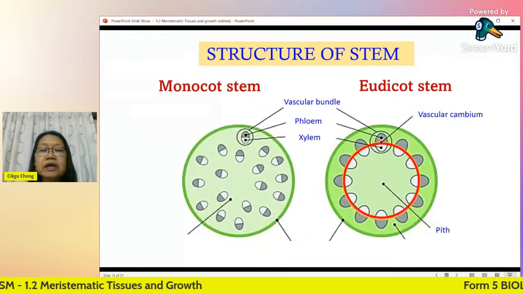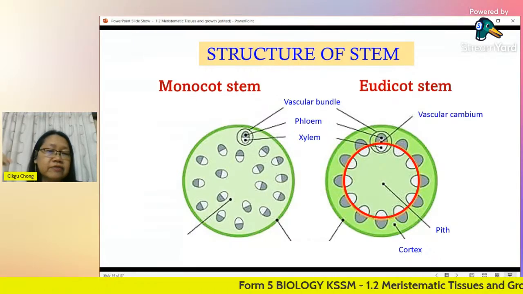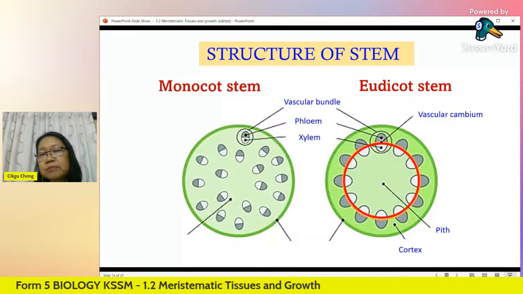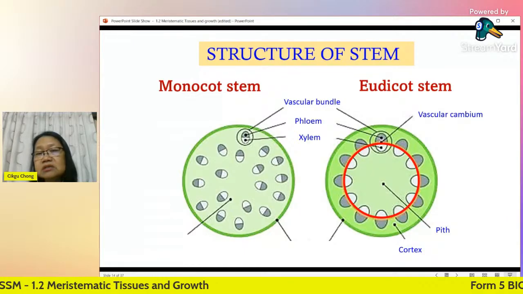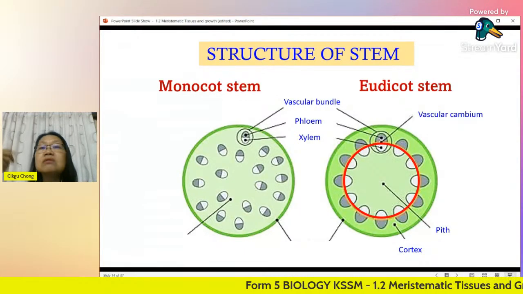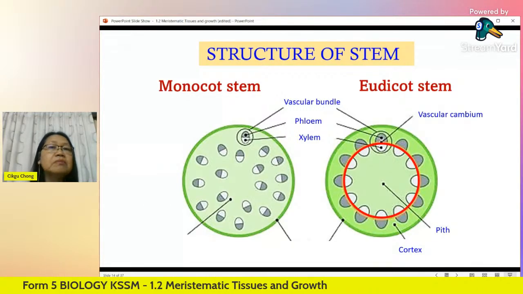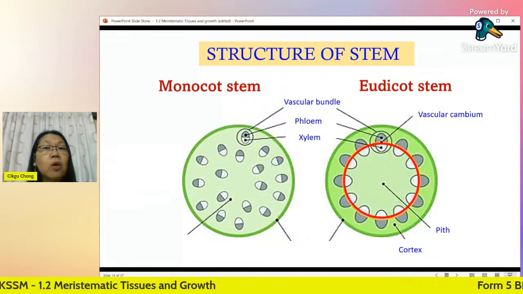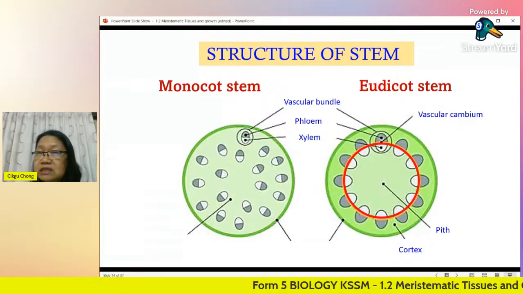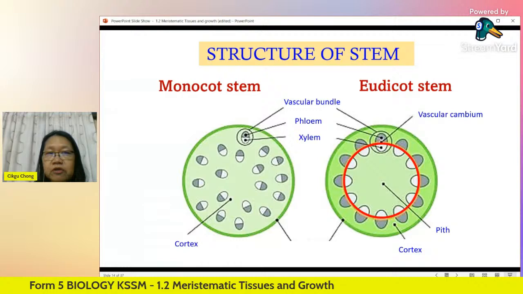All right, and then cortex. These are the ground tissues that, if they are not vascular bundle, they are not the epidermis, they're actually the cortex. In fact, the pith is also part of the cortex because cortex consists of parenchyma, collenchyma, or sclerenchyma. If the stem is young, if the plant is young, it's probably just parenchyma. When they're older, some of them will have this sclerenchyma or collenchyma. Okay, and then cortex is over here, right, for the monocot.